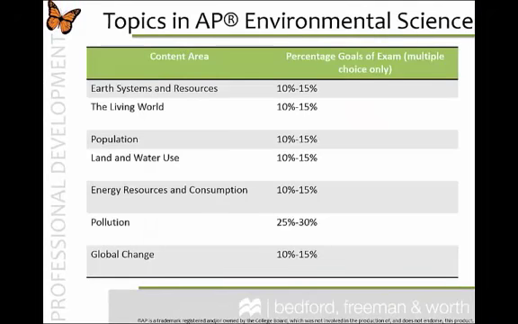We also recommend that you familiarize yourself with the breakdown of key ideas in AP Environmental Science. All of the content areas of AP Environmental Science are represented pretty equally on the AP exam, with the exception of pollution, which is slightly higher. This breakdown will be useful for your students as they are completing their AP exam review.